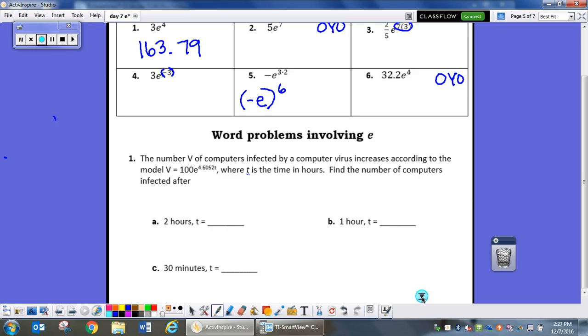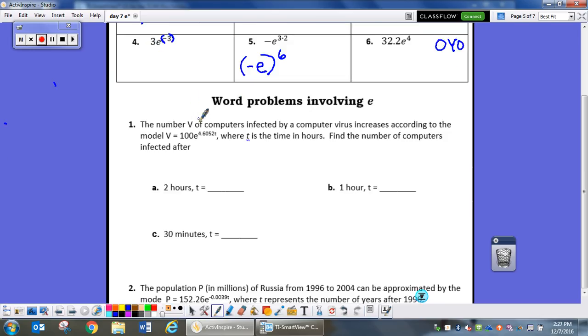So here are some word problems involving e. The number V of computers infected by a computer virus increases according to the model V equals 100 e to the 0.46052 times t, where t is time in hours. So they give you your equation. V is computers, t is time, and you're finding the number of computers infected after 2 hours. So in this case, t would be 2, because it's 2 hours and time is in hours. For 1 hour, t would be 1, and then 30 minutes, t is only a half hour.